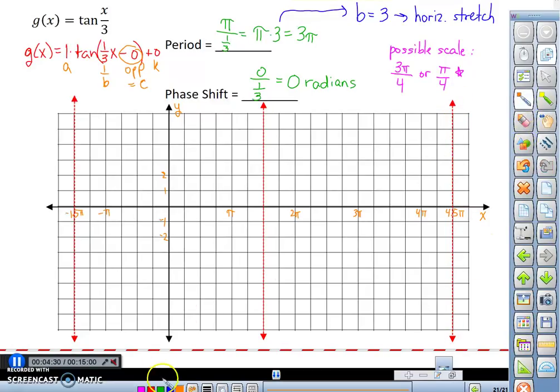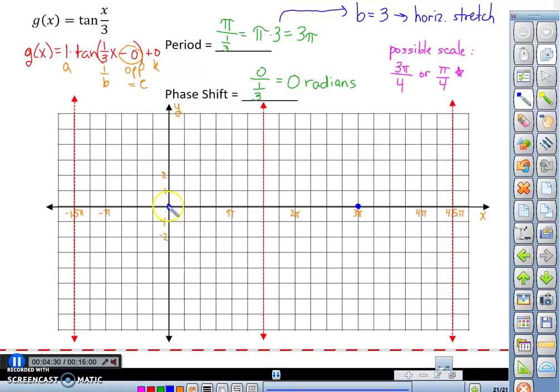All right, now tangent. Halfway between its 2 asymptotes, it has an intercept. So halfway between these two, we would have 0, 0. Halfway between these two, it should be 6 squares, would be at 3 pi. There would be an intercept. So 3 pi comma 0. Halfway between this intercept and each of the asymptotes, we have another point.